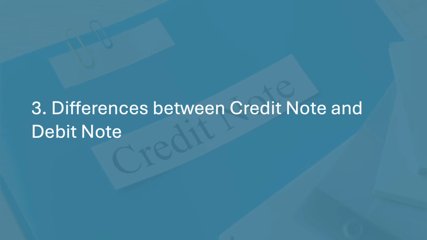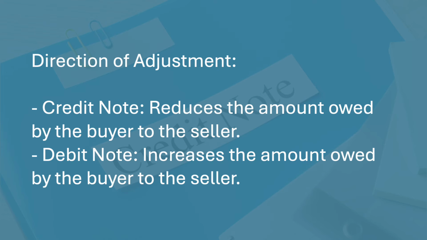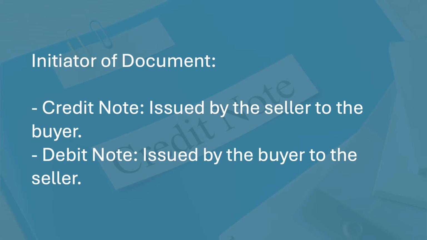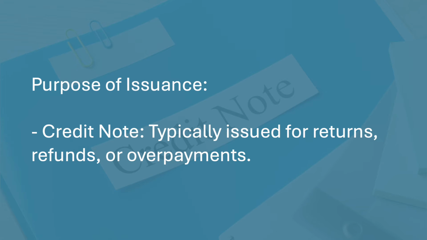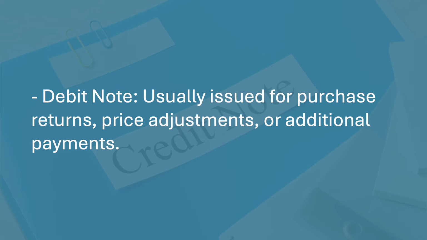3. Differences between credit note and debit note. Direction of adjustment. Credit note reduces the amount owed by the buyer to the seller. Debit note increases the amount owed by the buyer to the seller. Initiator of document. Credit note issued by the seller to the buyer. Debit note issued by the buyer to the seller. Purpose of issuance. Credit note typically issued for returns, refunds, or overpayments. Debit note usually issued for purchase returns, price adjustments, or additional payments.